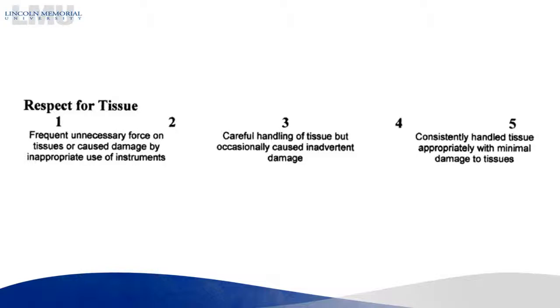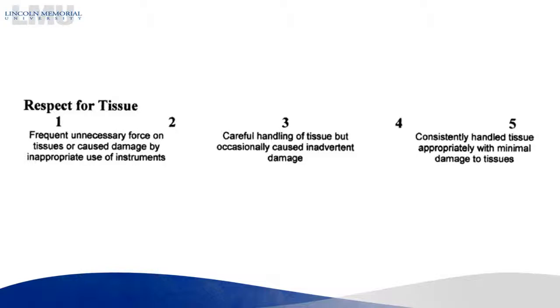And so that 1 is going to be frequent or unnecessary force on the tissues. Maybe the student caused damage by inappropriate use of their instruments. Then it brings us to the center of the scale at a 3. This is a student who was careful handling the tissue, but occasionally they caused some inadvertent damage. So some of our novices are going to fall into this category. They're trying to handle that tissue well, but sometimes they are causing some damage. And then the 5 is the consistently good handling of that tissue. It's appropriate. There's minimal damage to the tissue, just what we would expect to see if we have an expert performing the surgery.